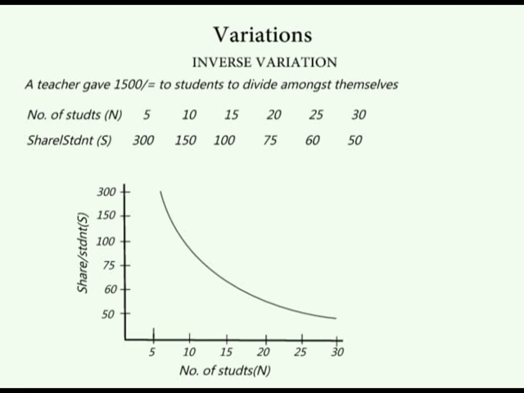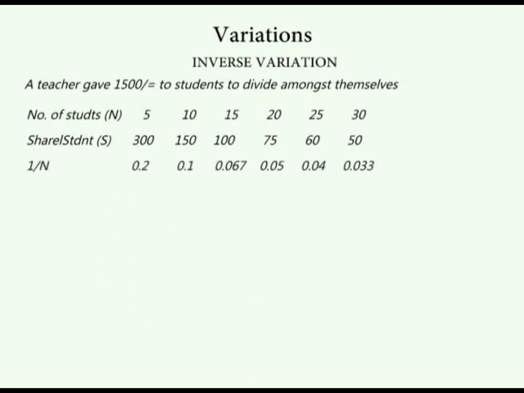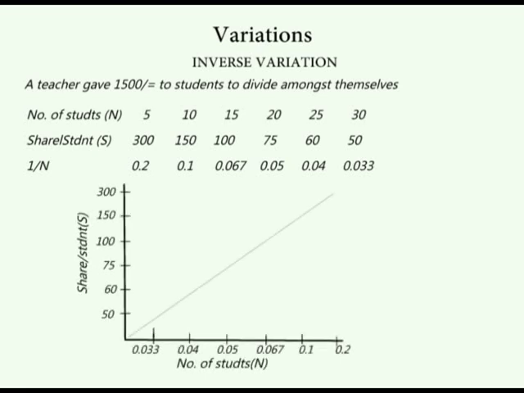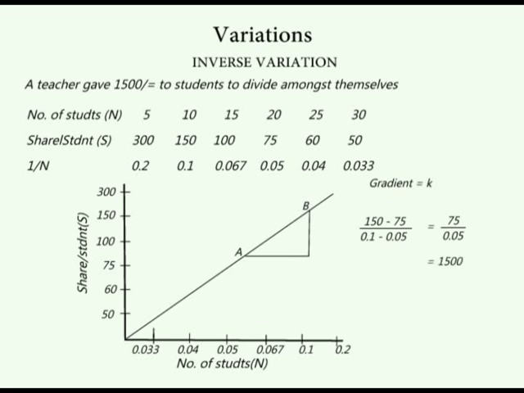We can obtain a linear graph by plotting s against the inverse of n, that is 1 over n. And so we obtain another row of 1 over n, and now we can plot the graph. The gradient of this graph will give us the constant. If we choose any 2 points A and B and find the gradient, we shall have 150 minus 75 over 0.1 minus 0.05. That is 75 over 0.05, and that gives us 1,500.